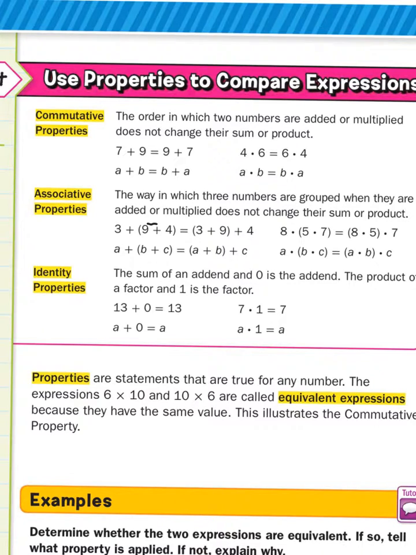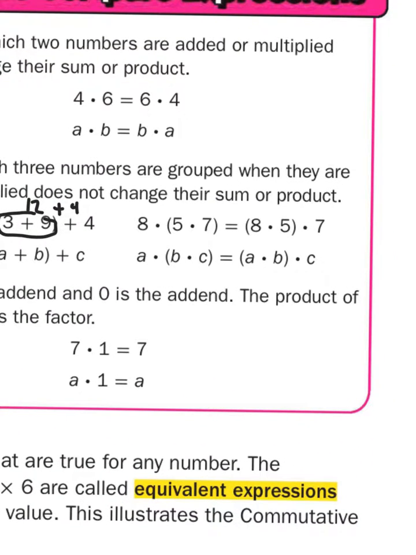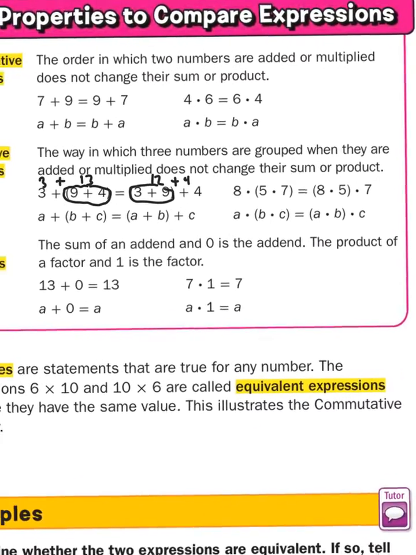So if I do what's in parentheses, 9 plus 4 is 13, 13 plus 3 is 16. Now if I solve the 3 plus 9 first, 3 plus 9 is 12, 12 plus 4 is 16. You'll get 16 no matter what. That also works for multiplication here. So 5 times 7, multiply that by 8, you'll get the same thing if you do the 8 times 5, multiply that by 7. So associative property does not matter how you group your numbers.